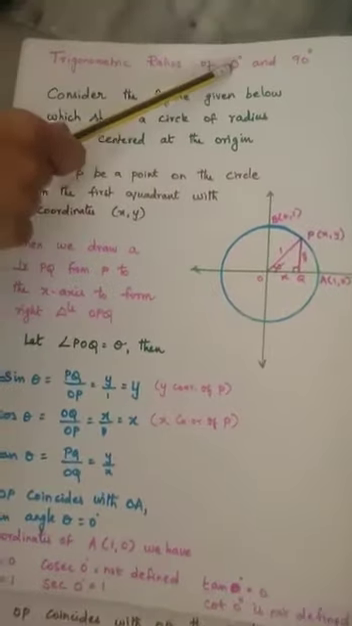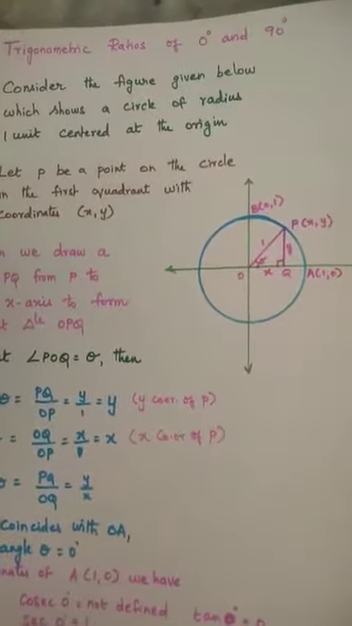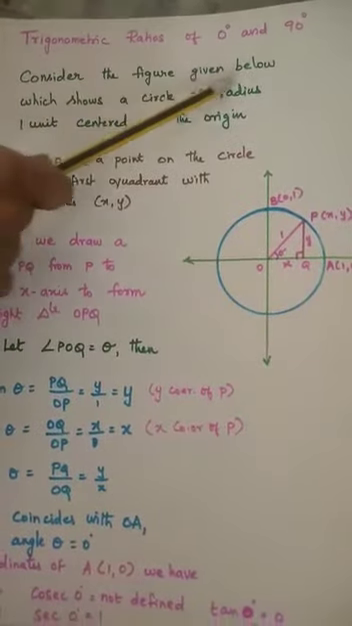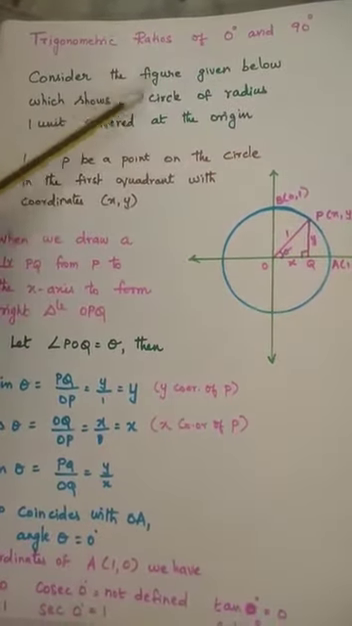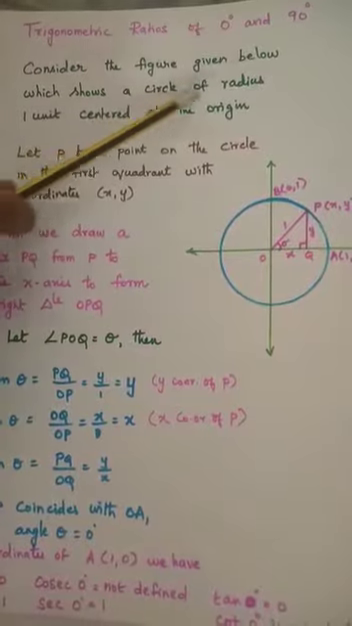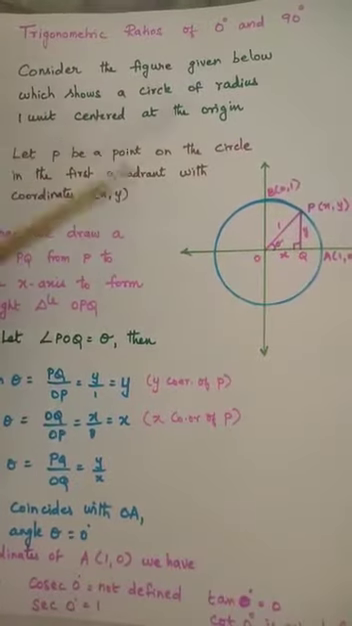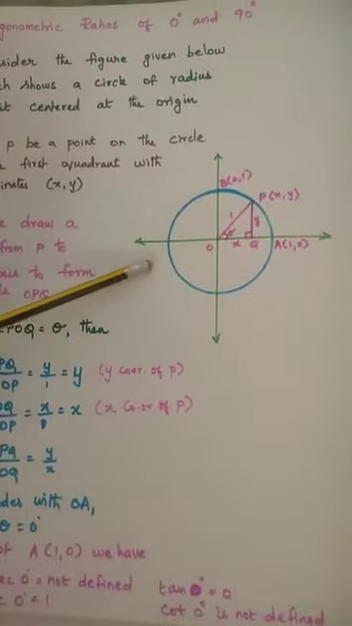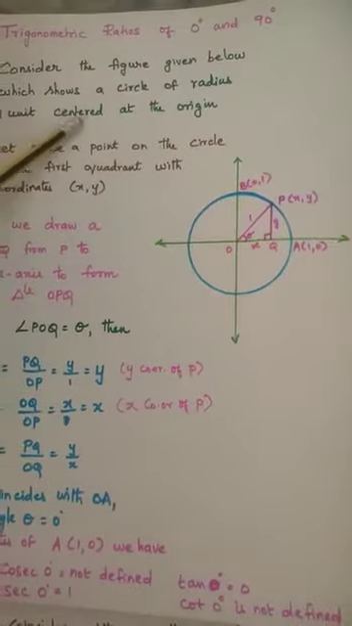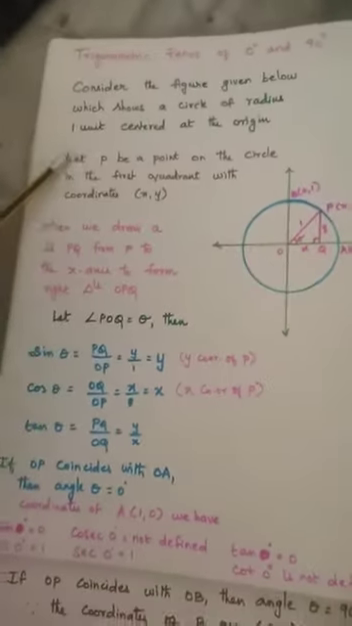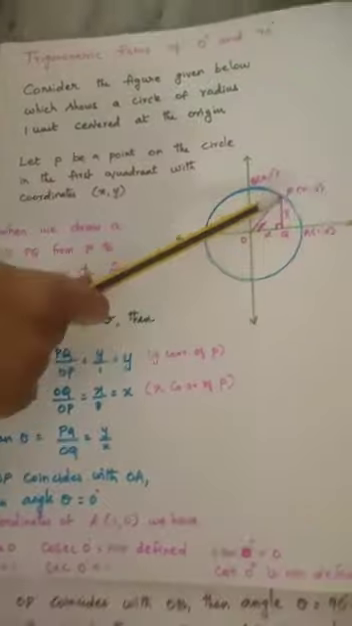Trigonometric ratios of 0 degree and 90 degree. Consider the figure given below, which shows a circle of radius 1 unit. So you are drawing a circle with 1 centimeter as radius, centered at the origin. Let P be any point on the circle.